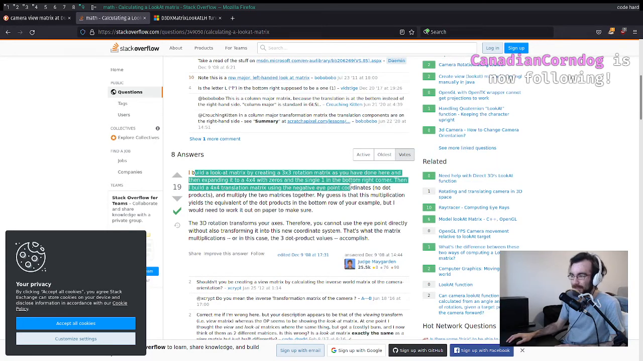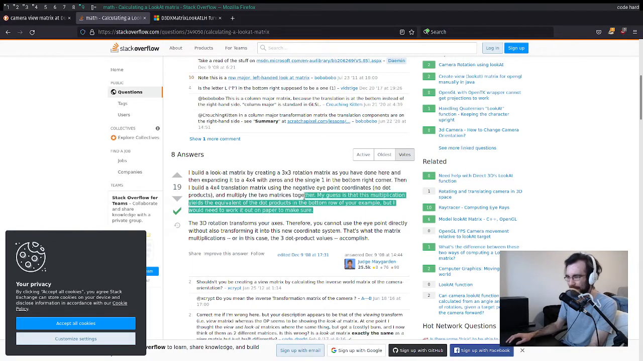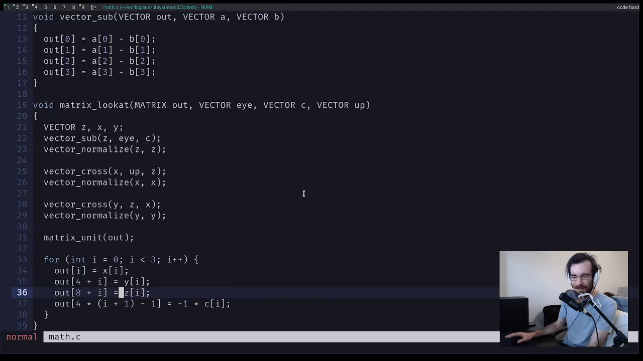Expanding it to a 4 by 4 zeros, single 1 in the bottom right corner. Do I have a 1 in the bottom right corner? I start with the unit matrix. That's fine. Identity matrix, I think, is the correct term. I don't know why they've called this unit.